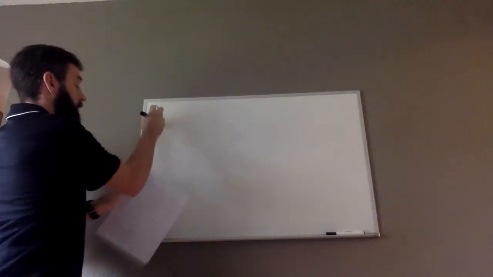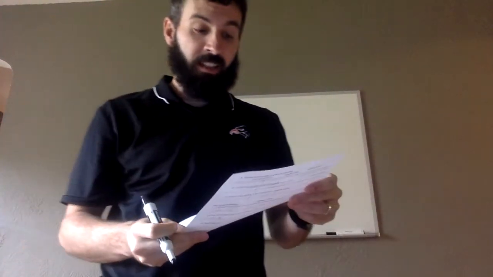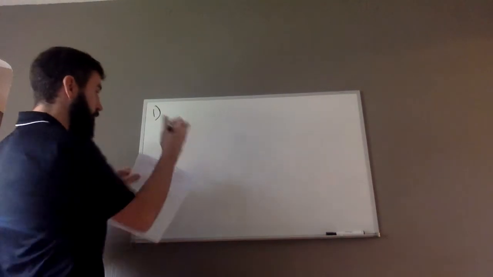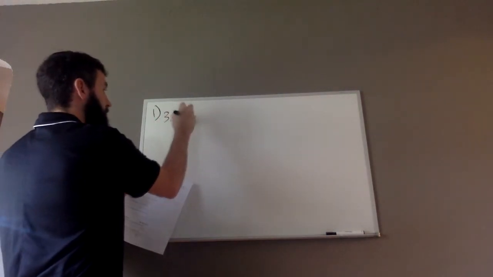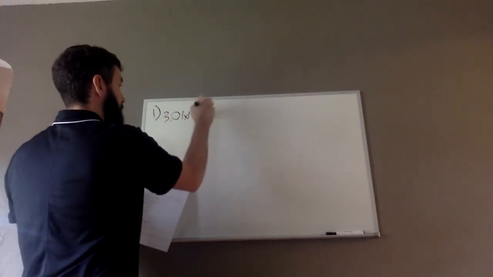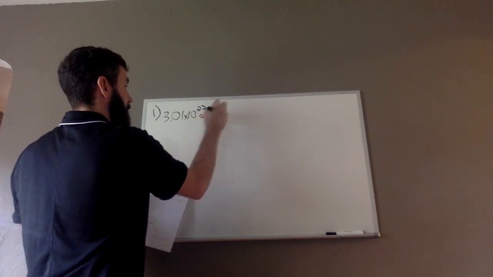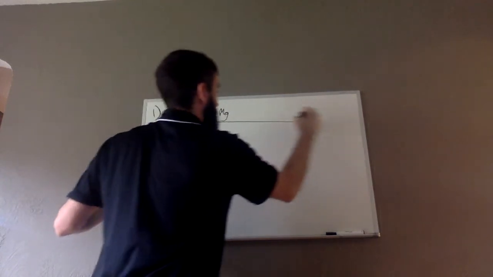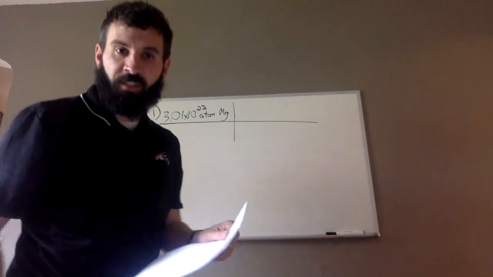Okay, so if you guys look at the sheet, the first types of problems are converting between moles and particles, or vice versa, particles and moles. Okay, so the first problem says how many moles of magnesium are 3.01 times 10 to the 22nd atoms of magnesium. Okay, so the way you start these problems is you always start with the number they give you. Make sure you guys write your units.